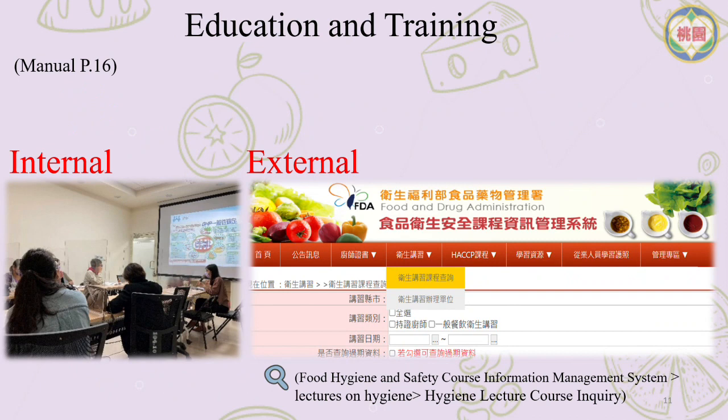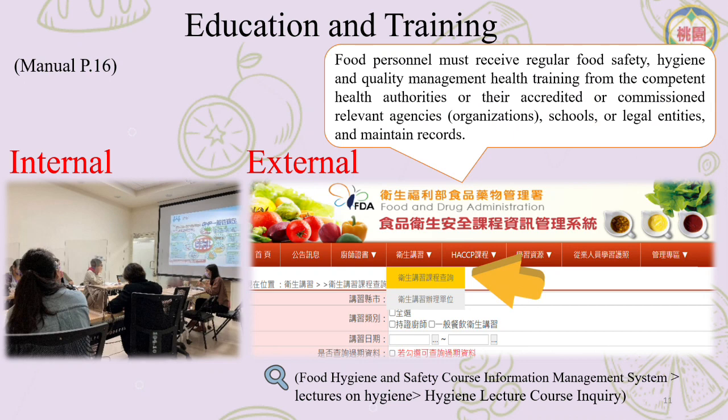Stipulated in education and training, the type of employee education and training can be the internal training conducted by the company's personnel, or the courses conducted by external training units, and relevant records should be kept. Food personnel must receive regular food safety, hygiene, and quality management health training from the competent health authorities or their accredited or commissioned relevant agencies, schools, or legal entities, and maintain records. The hygiene lectures and training hours can be found in the Food Hygiene and Safety Course Information Management System.